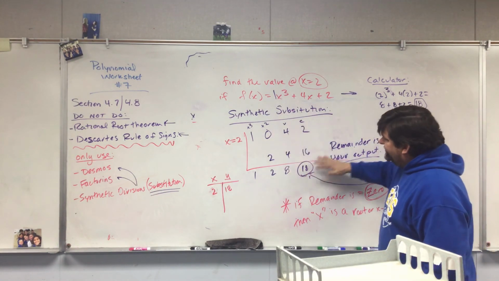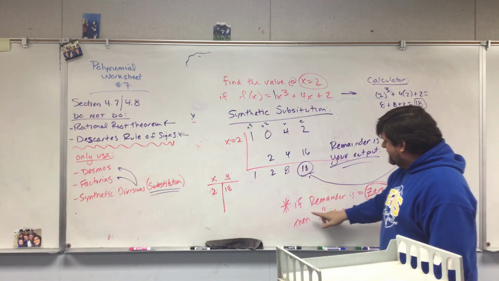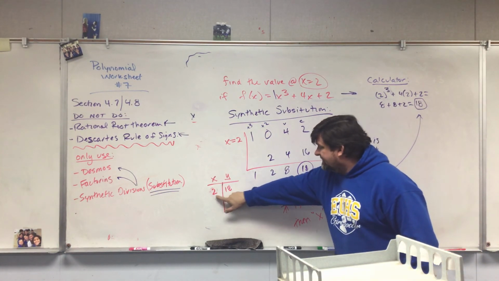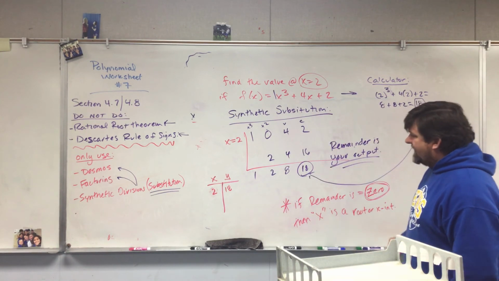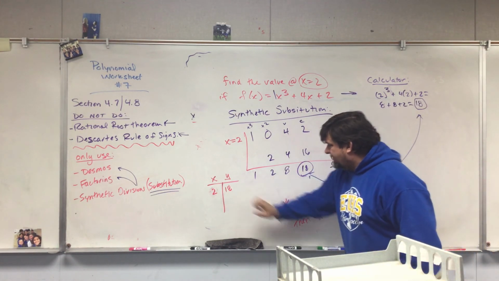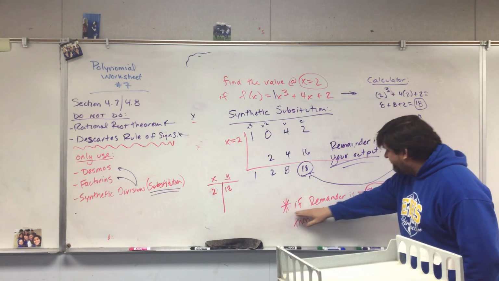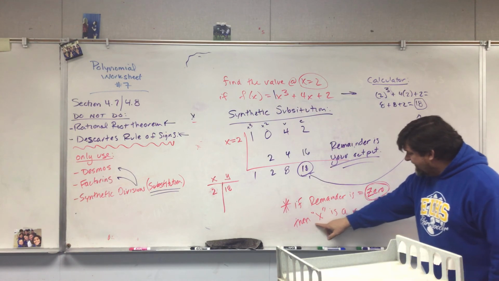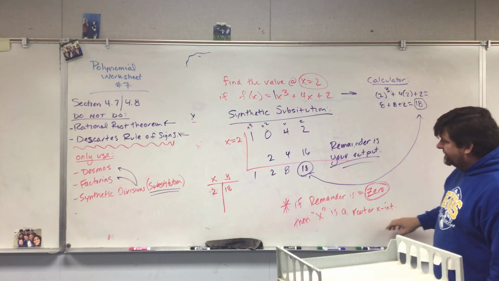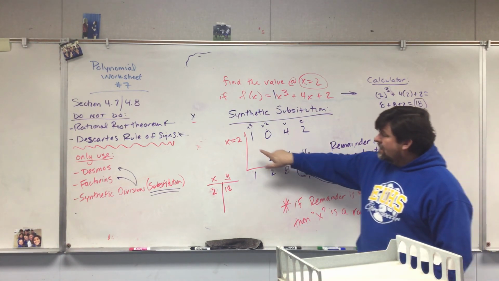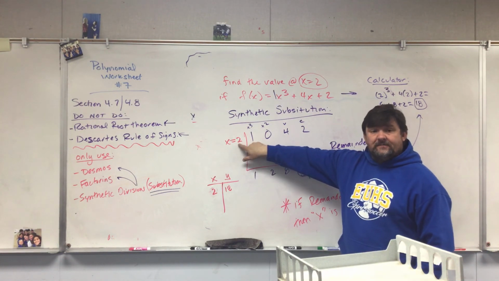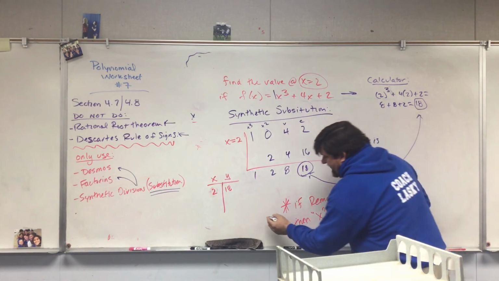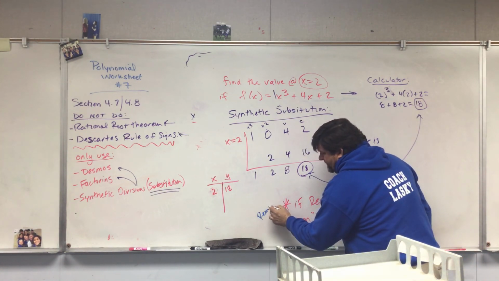So if I do synthetic division or synthetic substitution, if I get a remainder, that's your output. So if I plug in 2 and I get out 18, that's my actual answer. The ordered pair is 2 and 18. If I get a remainder that's equal to 0 here, so if this was 0, then the x value is a root or an x-intercept. So if this was 0, that would be an x-intercept. Okay? That's called the remainder theorem. Right? The remainder theorem. Quick introduction to the remainder theorem.